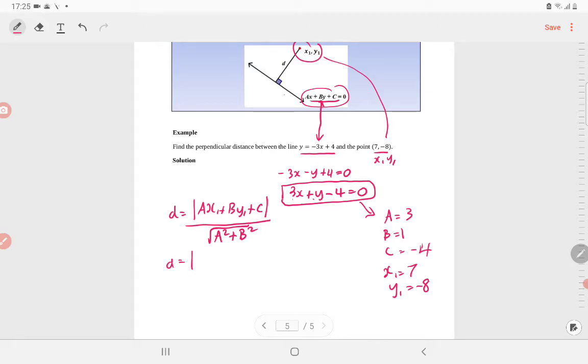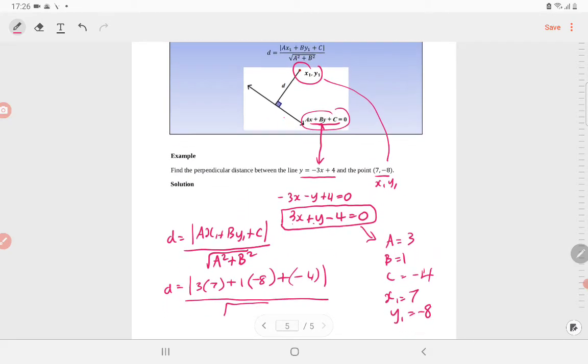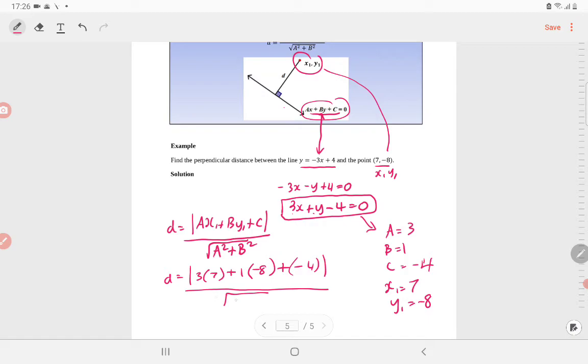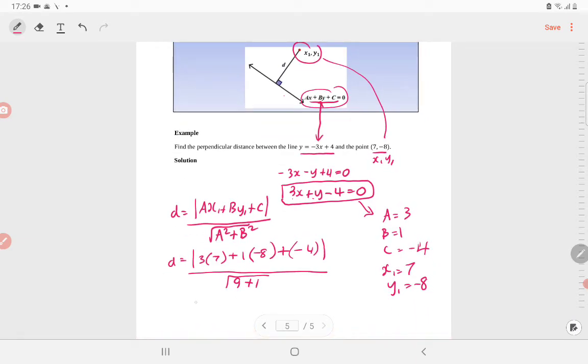So absolute, a times x1, 3 times 7, plus b, which is 1 times y1, which is minus 8, plus c, which is negative 4, divided by the square root of a, which is 3 squared, which is 9, plus b, 1 squared, which is 1. So that will give us root 10 in the denominator.